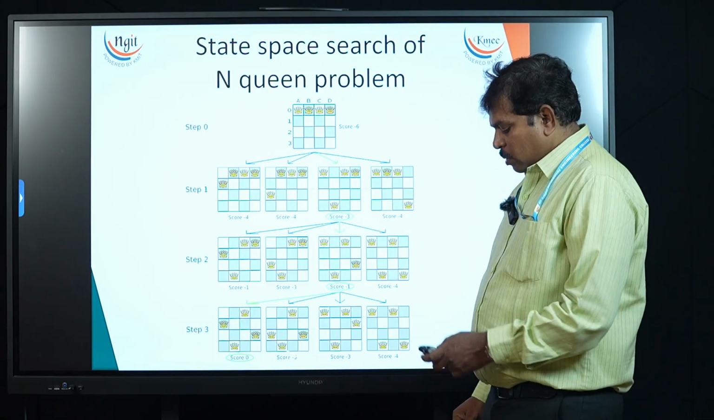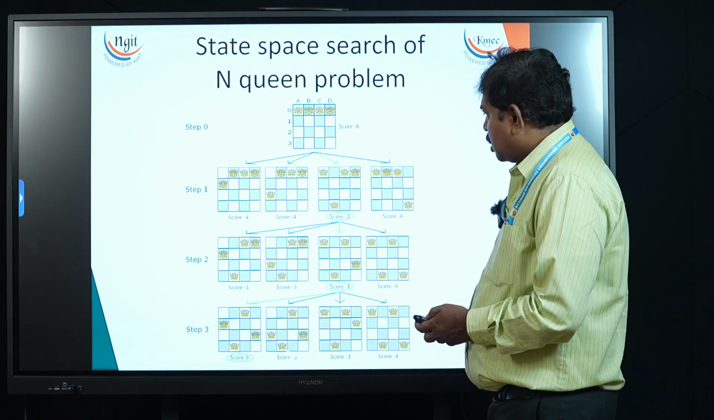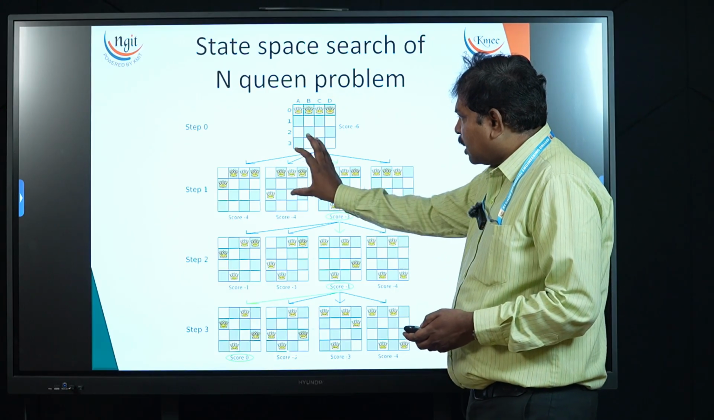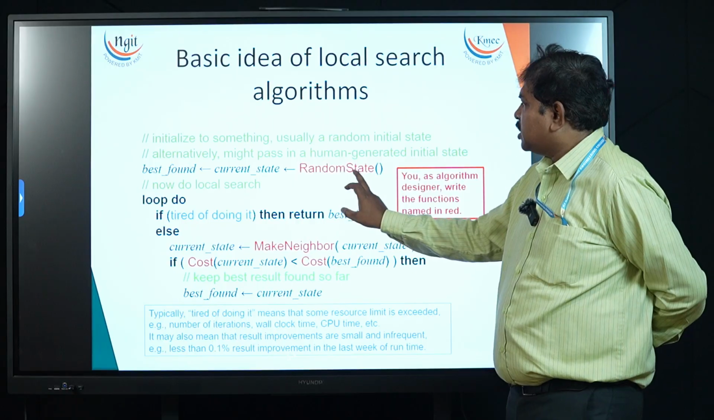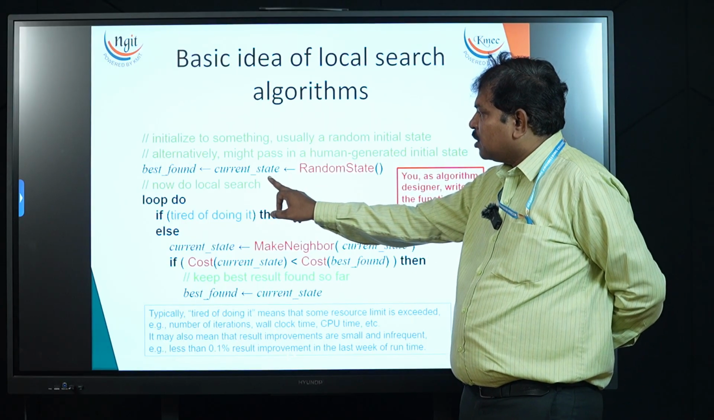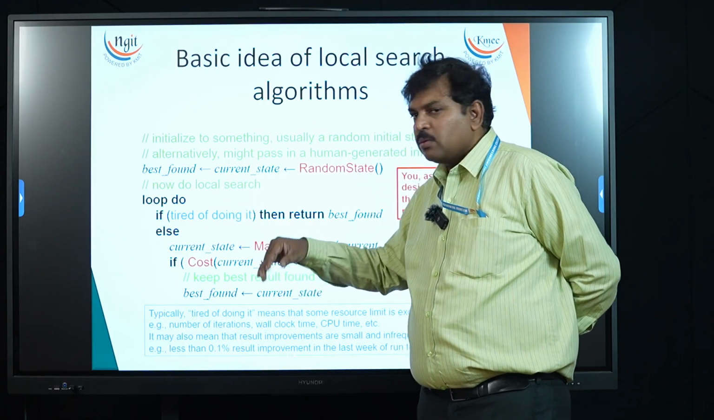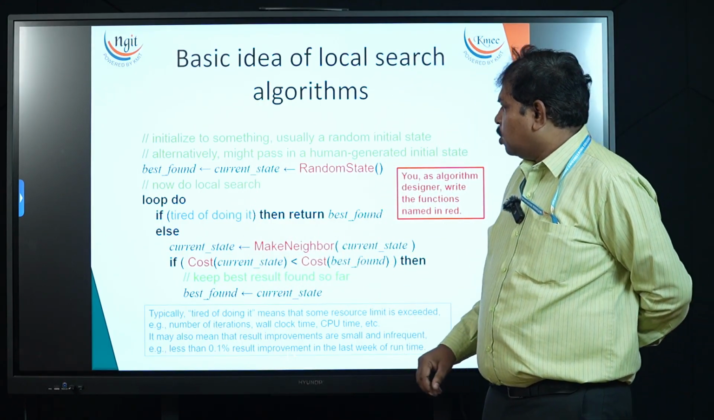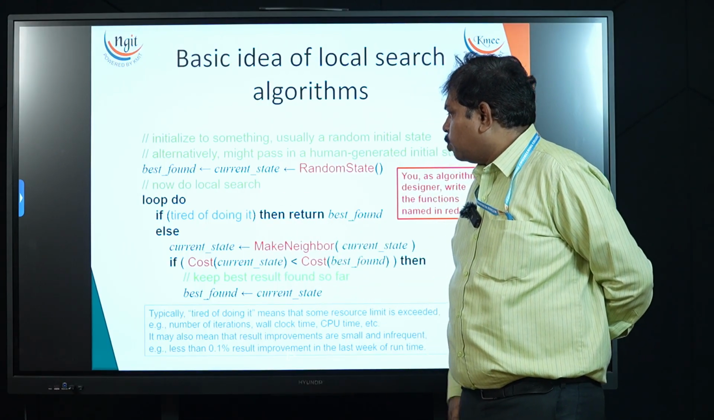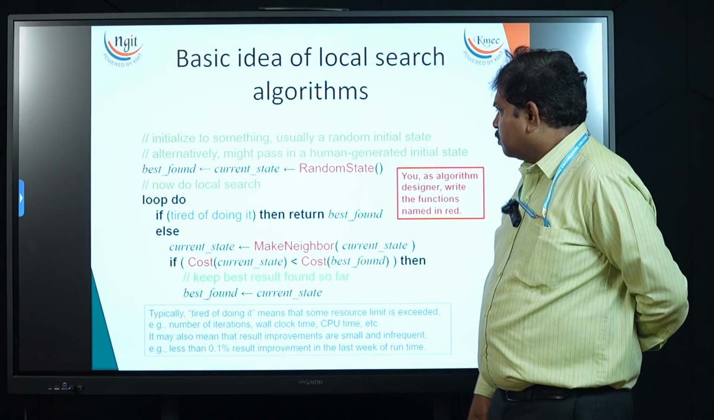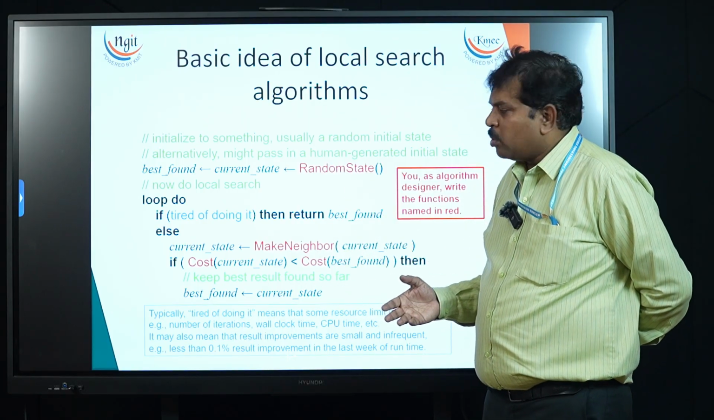First we prepare one random state, and we set that random state as the current state. Then we check whether it is a goal state or not. If it is not a goal state, we run a loop. We iterate this loop until we find the best. If all the possible states are over, then we return.